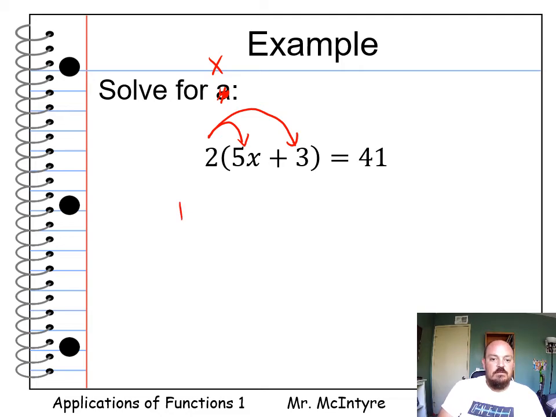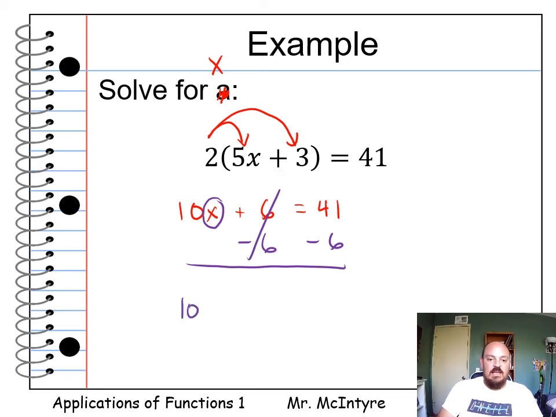2 times 5x is 10x. The plus stays in the middle. 2 times 3 is 6. And we'll leave the other side of the equation, equals 41. Now, for the rest of the equation, we're basically doing yesterday's lesson. We are isolating x. I want to get that x by itself. So the first thing I want to get rid of is the 6. Let's subtract 6 from both sides.